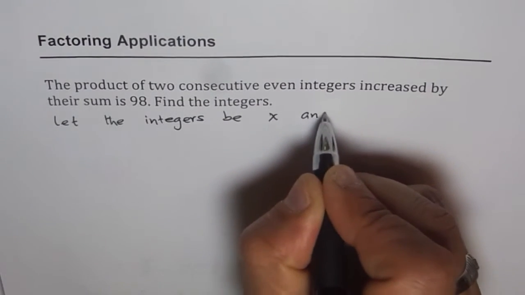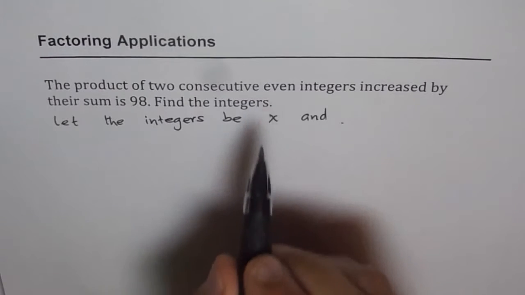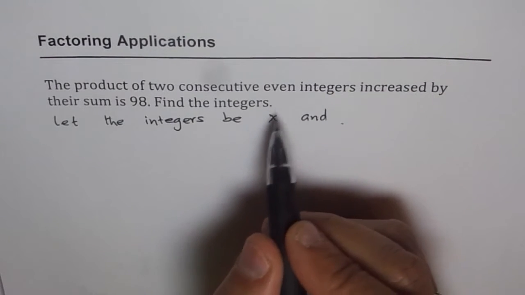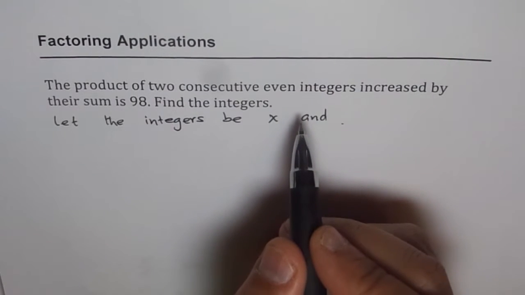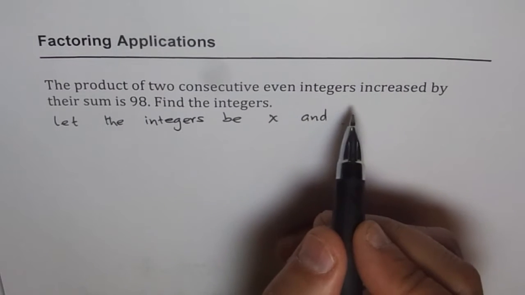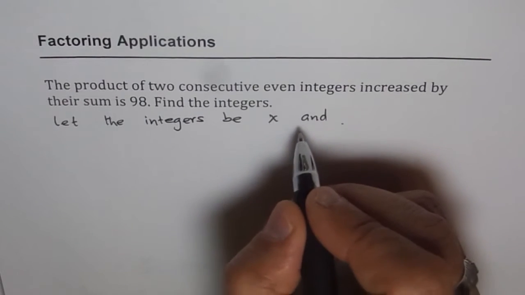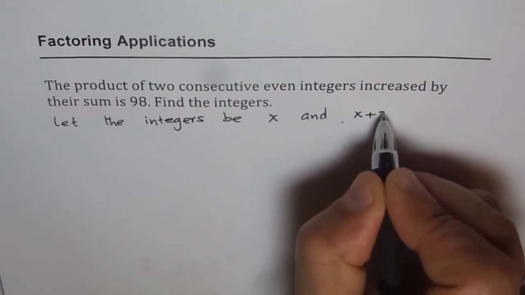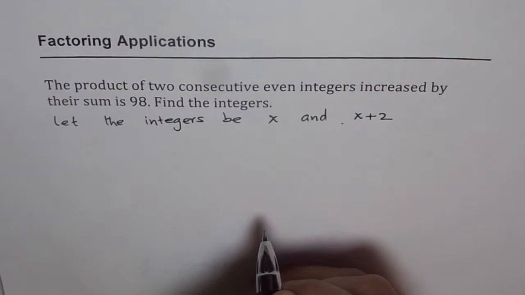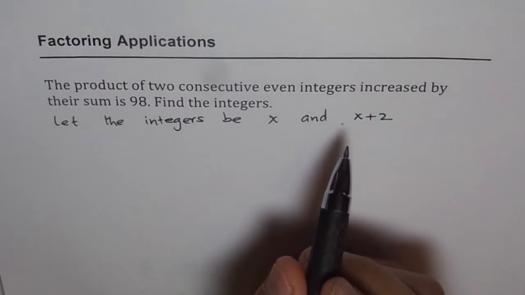x and what? So when we say even integers, that means we are doing skip counting. If one is, let's say, 2, the other one is not 3 but 4. 2 more, right? So the other will be x plus 2. That is kind of critical to understand, right? Now let's try to write down the equation.